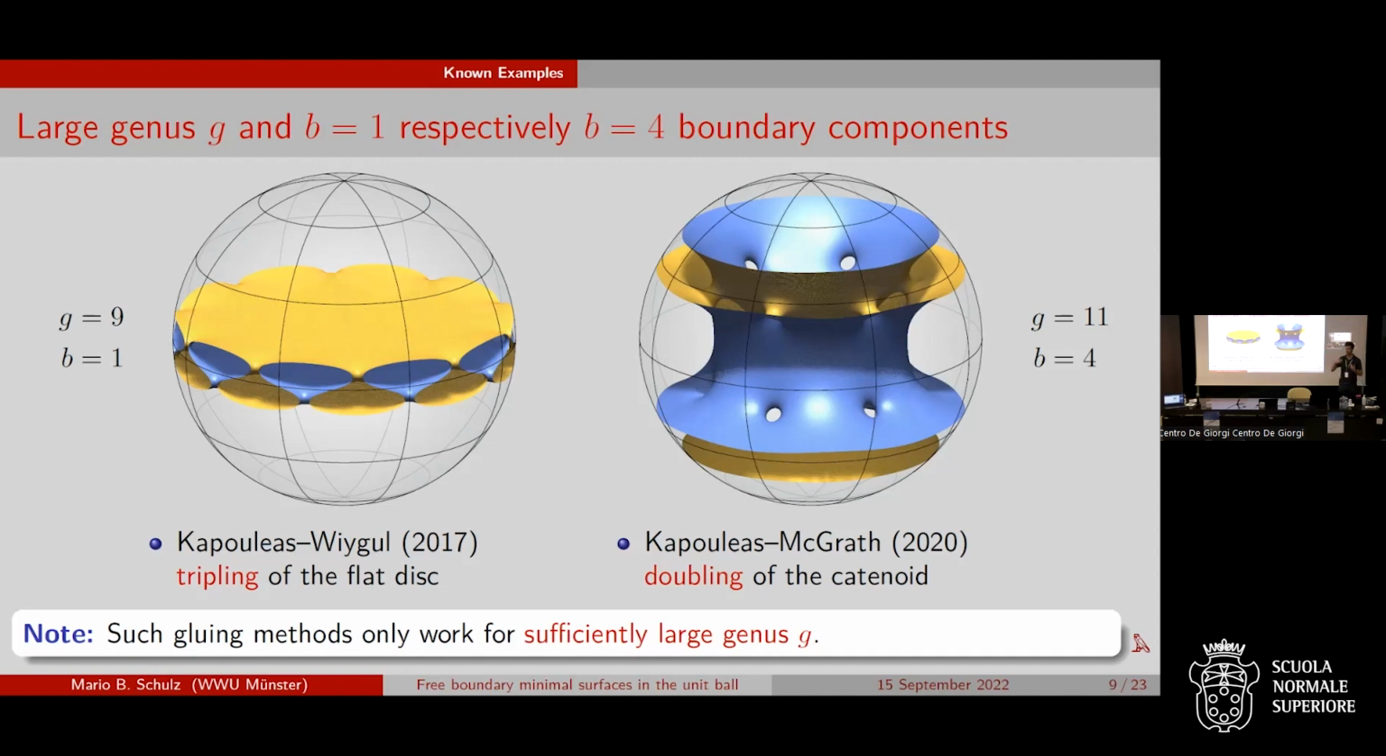Again, the pictures are purely conjectural, in the sense that it's not clear whether genus 11 is large enough, probably not, for the construction to work. But somehow the simulations still suggest they might exist. Yeah, but so far it's not known how to prove that they actually exist for low genus in these situations.